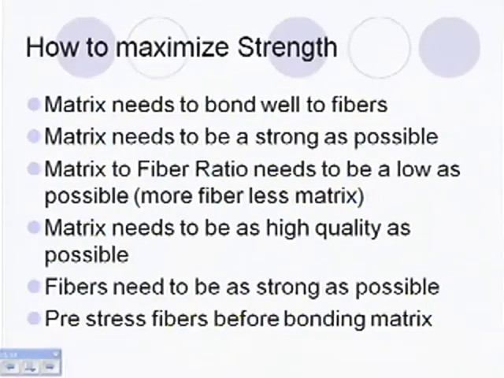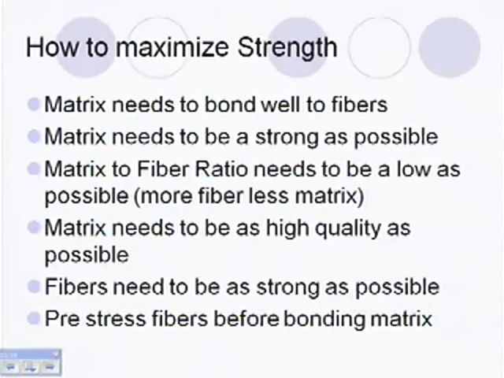The matrix needs to be as strong as possible, so the better the matrix is, the stronger the composite's going to be. The matrix to fiber ratio needs to be as low as possible, so the less matrix you have and the more fibers you have, the stronger your final composite's going to be. Of course, the resin or the matrix needs to be as high quality as possible, and then the fibers need to be as strong as possible, and also as long as possible. If we have nice long fibers in our composite, that's going to add more strength as opposed to short chopped fibers.